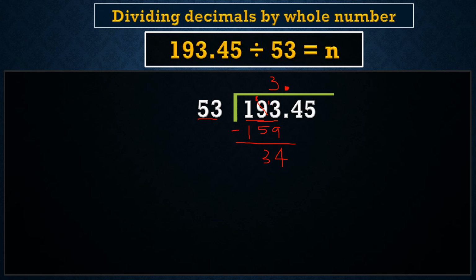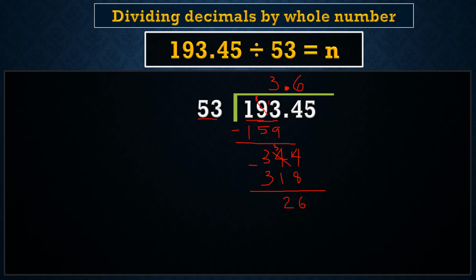So 34 divided by 53 cannot be. So we bring down 4. 344 divided by 53 will give us 6. So I use 4, nag-bring down ako ng 4, so tapat ko rin yung answer ko kay 4. So 6 times 53, and that gives us 318. So subtract. 4 minus 8 cannot be. Borrow from 4, that becomes 3. It will become 14. So 14 minus 8, that is 6. 3 minus 1, that gives us 2.